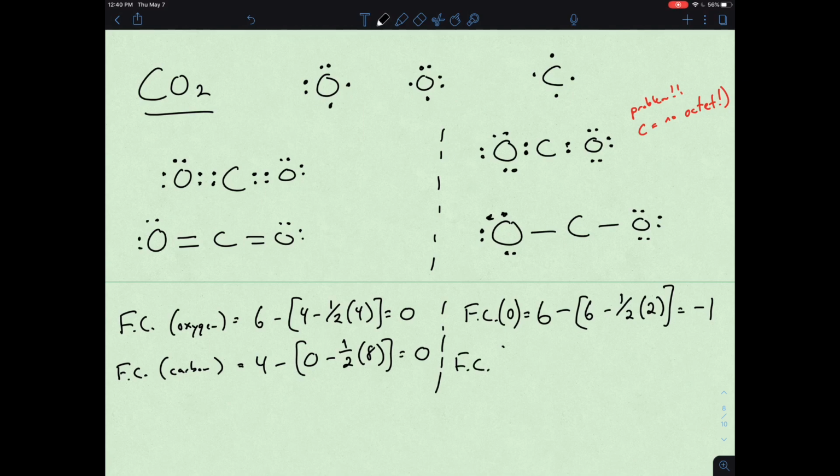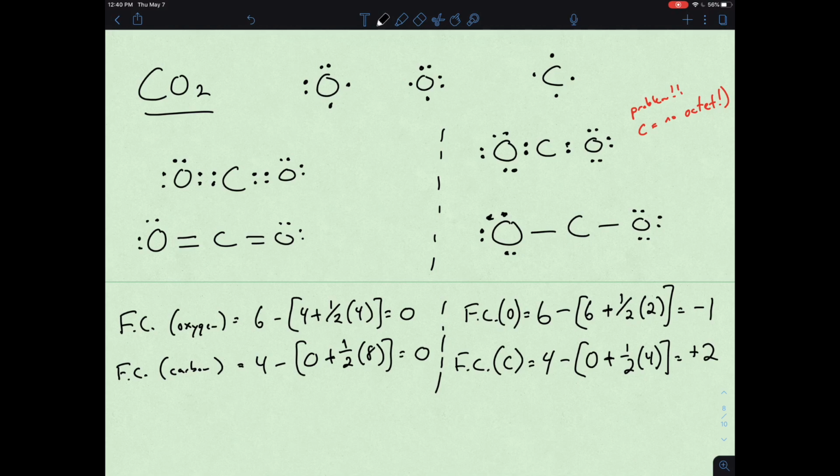If we do the same thing for the carbon, we find carbon still has 4 valence electrons, no lone pairs, and it has 1/2 the number of 4 bonds, 2 bonds, 4 electrons in each. That gives us a charge of +2.